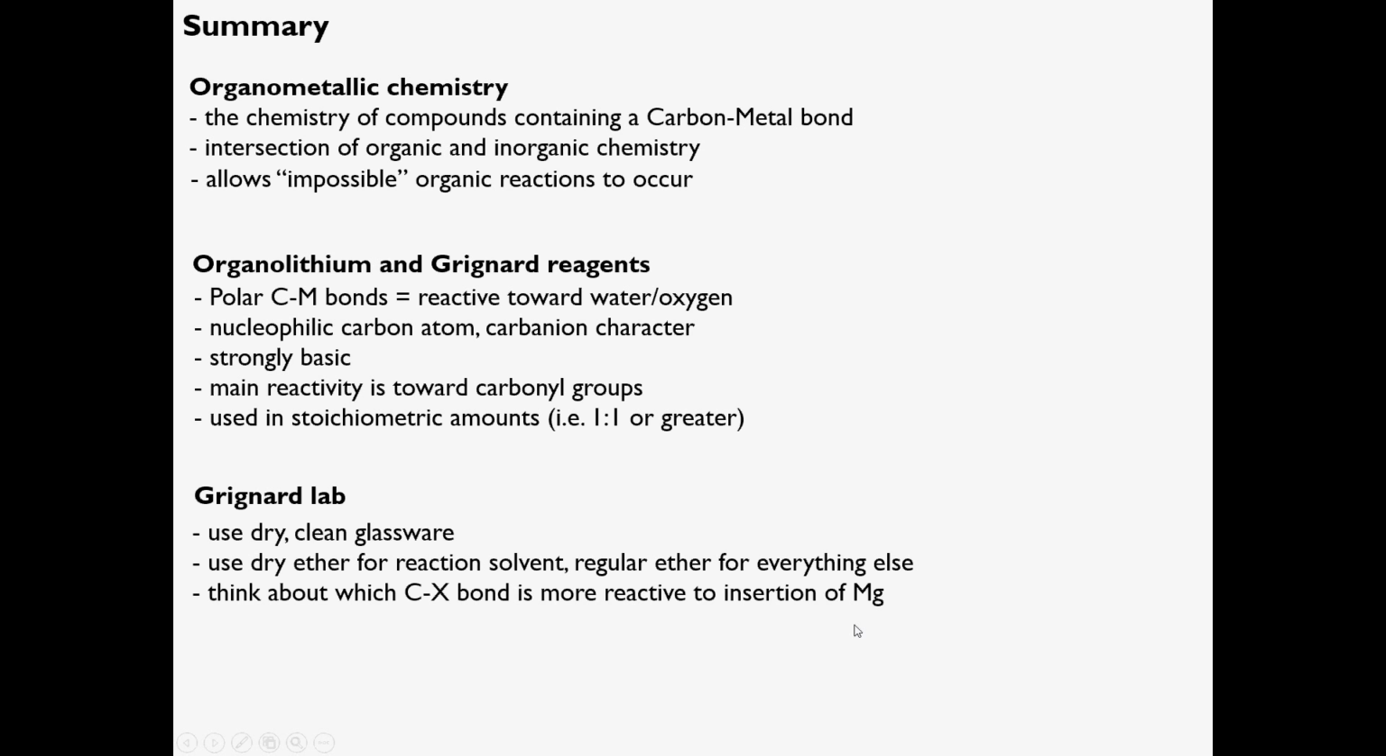The best advice I can give you is think back to what you covered in chapter 5 in the WebMO introductory material, and think about the strength of each carbon-halogen bond in the starting material that you used for the Grignard reagent. We have a carbon-fluorine bond and a carbon-bromine bond, and think about which one of those is more reactive towards the insertion of the magnesium atom into that carbon-halogen bond.